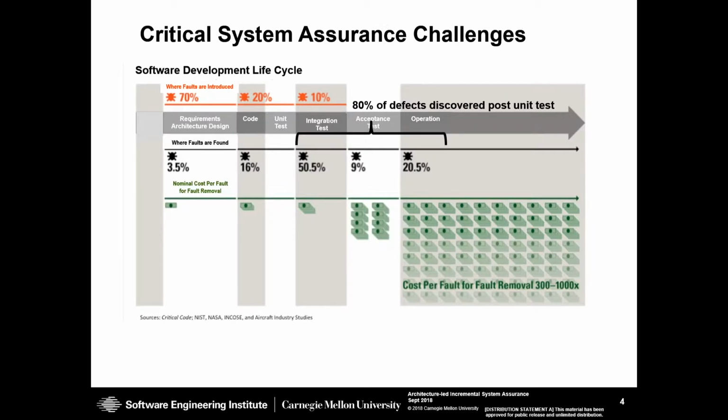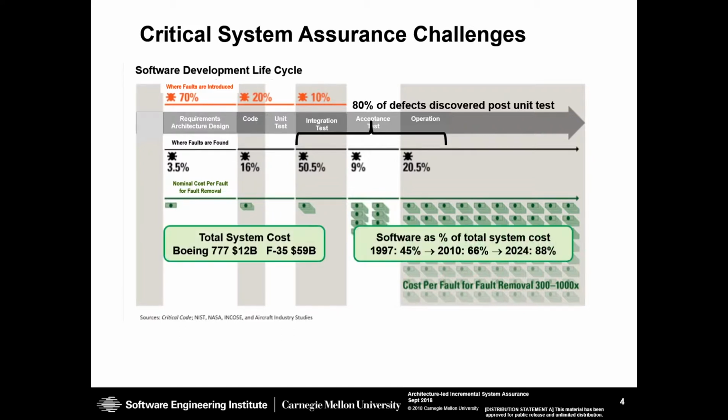For background, we are familiar with the issue of critical systems and the challenges we have in assuring that they work correctly. Studies have shown, and you have seen those numbers before, that 70% of the system problems are introduced during requirements and architecture design, and 80% are not discovered until after post-unit test.